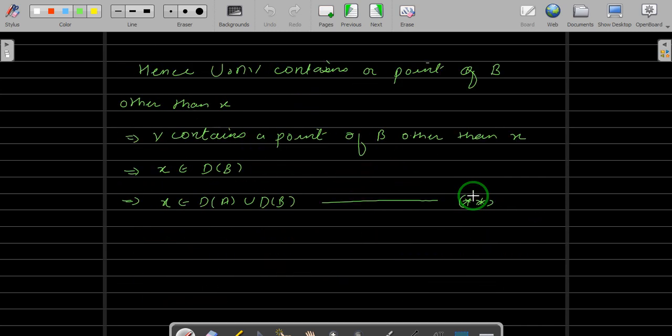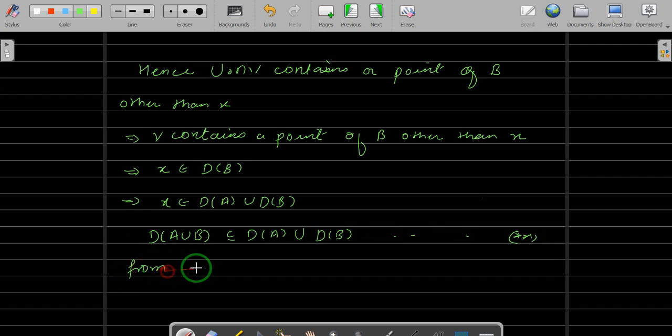So from star and double star, let us put that first here, and then we will take double star. This implies we have taken a point from the derived set of A union B, and that belongs to this, so that implies it is a subset of the derived set of A union derived set of B. And let us take this as equation number double star.